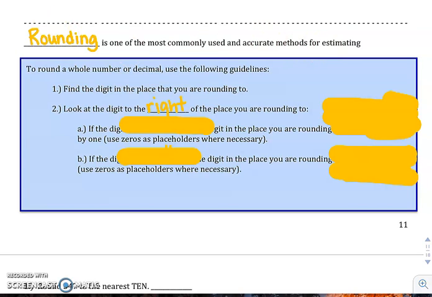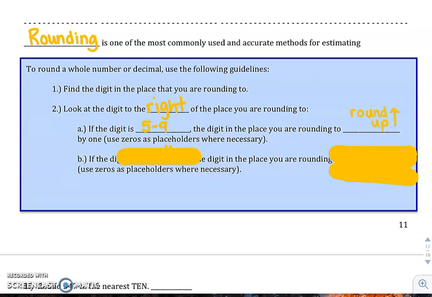You will either round up a number value or you'll keep the number value right where it is. So hopefully some of you guys remember this, but when the digit to the right of the one you're rounding to is 5 through 9, then you're going to round up. So the digit in the place you're rounding to rounds up by one value. So you guys would use zeros as placeholders where necessary.